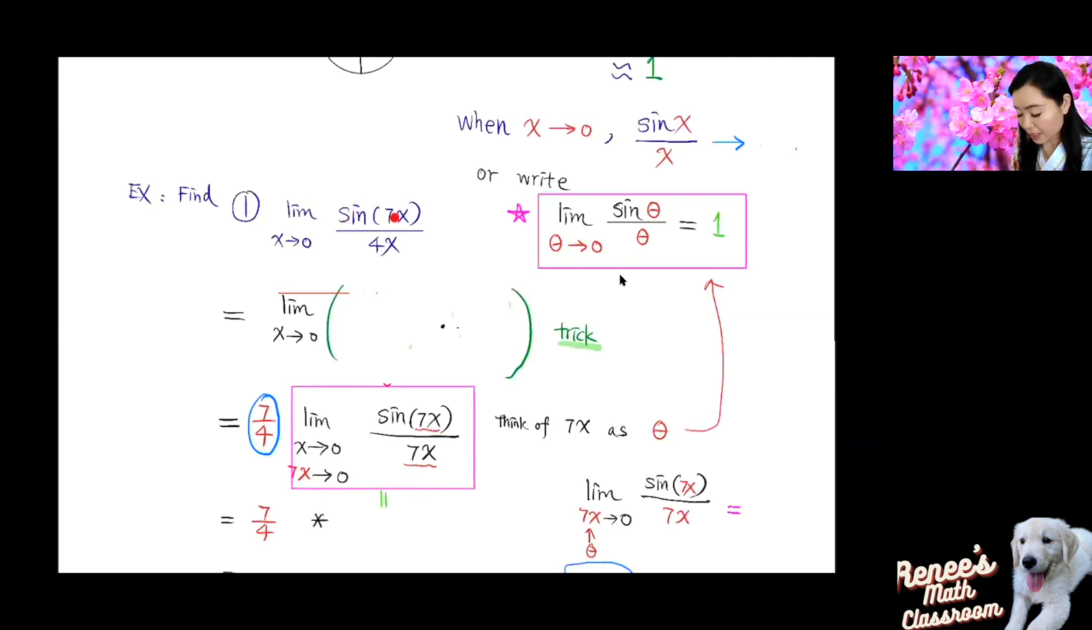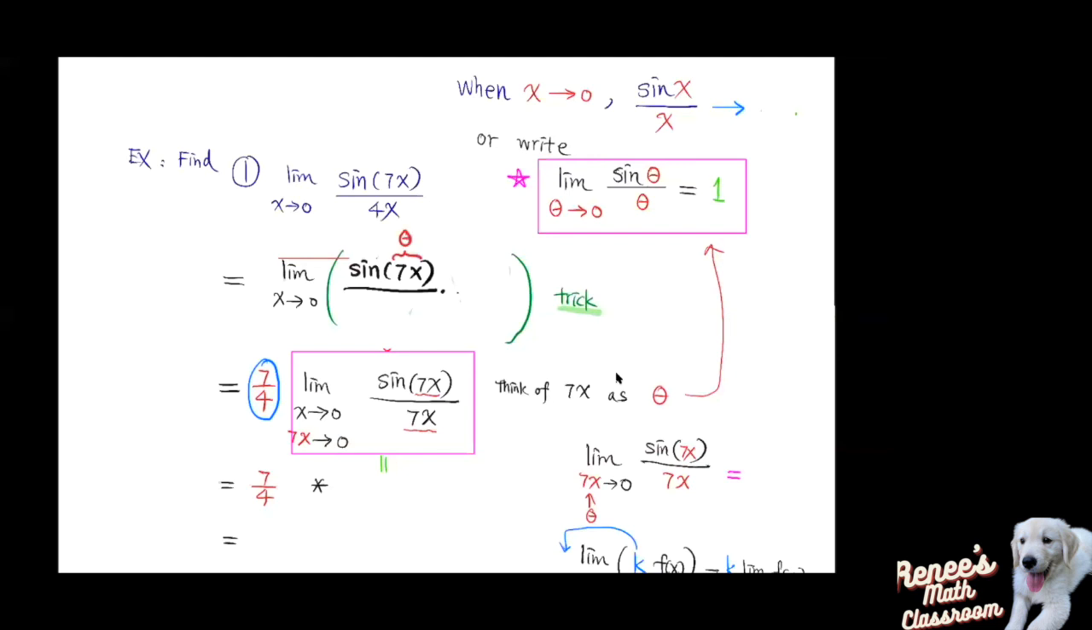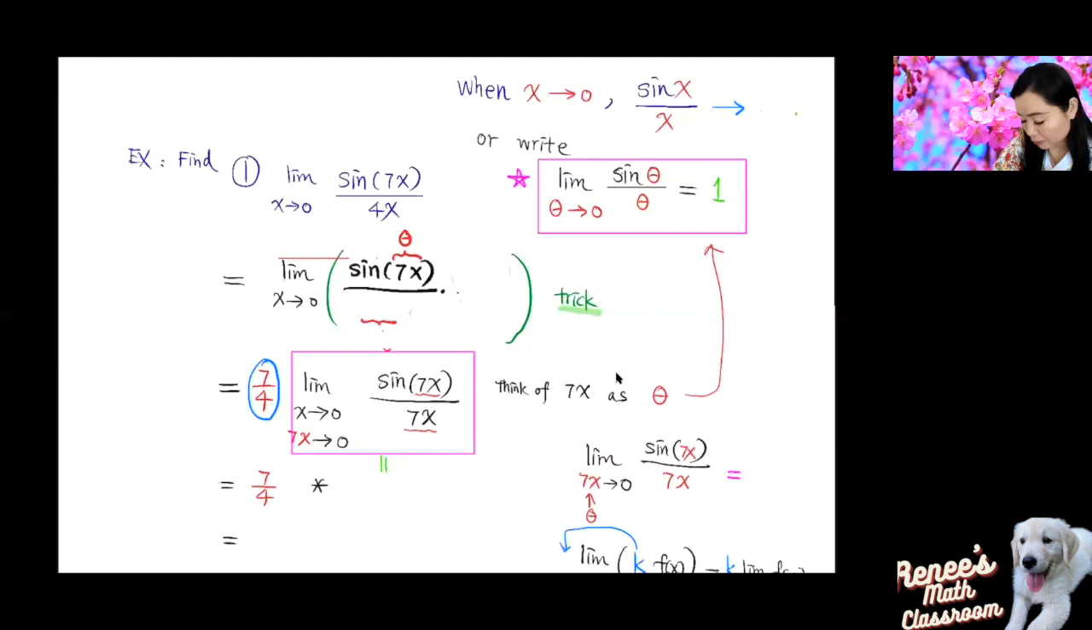Now, sine of 7x over 4x. Notice that this doesn't match. This is 7x, this is 4x. In order to use this limit, this angle and this have to match. Theta, theta, and here has to be theta, right? So let's put it down over here. So we have sine of 7x. Let's think about this one here as theta. So down here, I want to have theta to match with it, so I need to put a 7x over here to match with this.